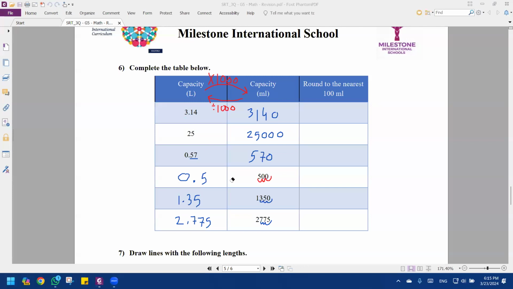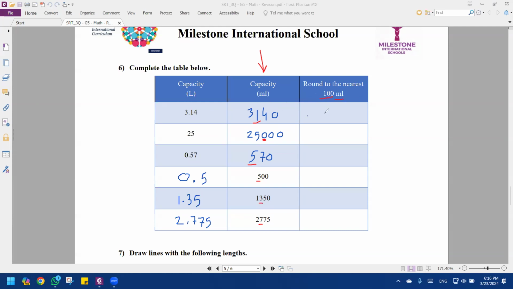Now rounding. What do we need to round? Let's check. We need to round milliliter, and it's 100. So we check the milliliter column. We underline the 100 digit. 100. Here it's 0. 500. 500. 300. 700. Rounding has the same rules, okay? So we'll not repeat them again.